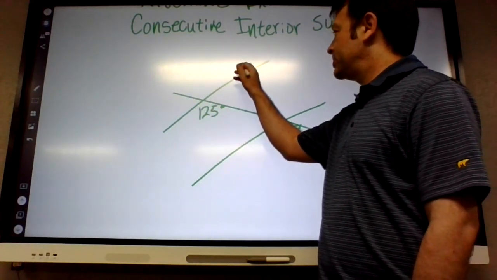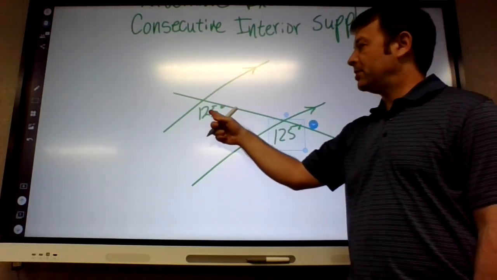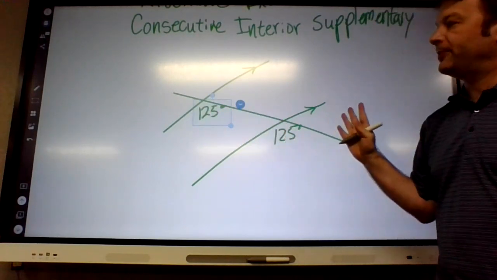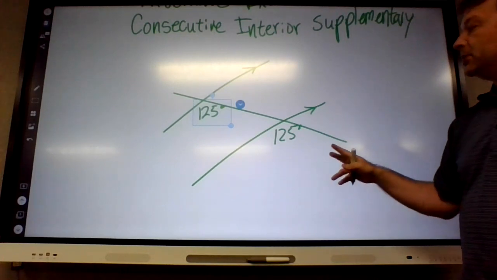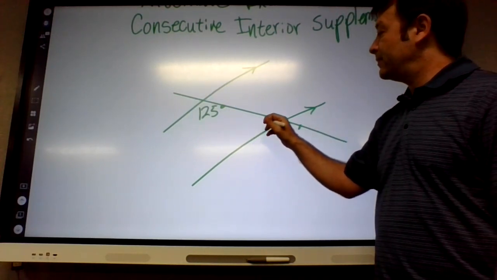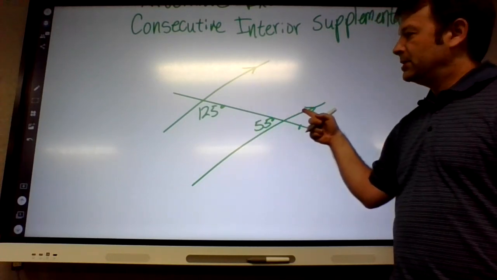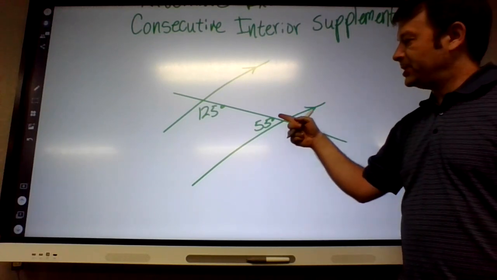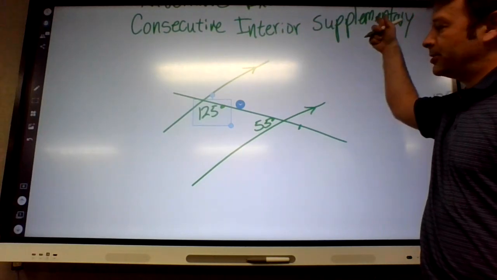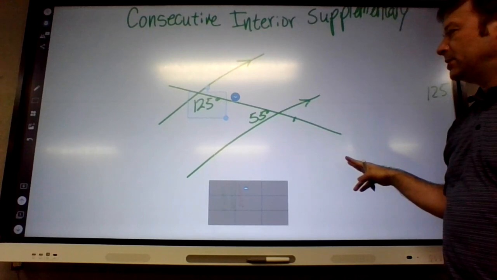Are these 2 lines parallel? Yes, because the corresponding angles are congruent. If the corresponding angles are congruent, that only happens when the lines are parallel. Or if you have 125 and 55, are these two lines parallel? Yes, because consecutive interior angles are supplementary. So yeah, that does work.